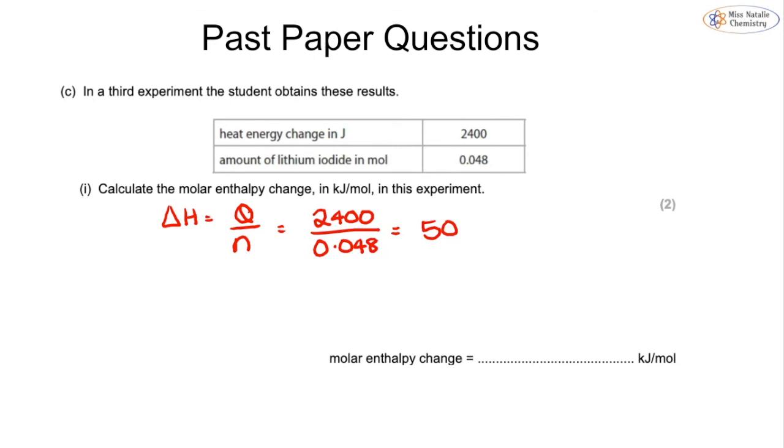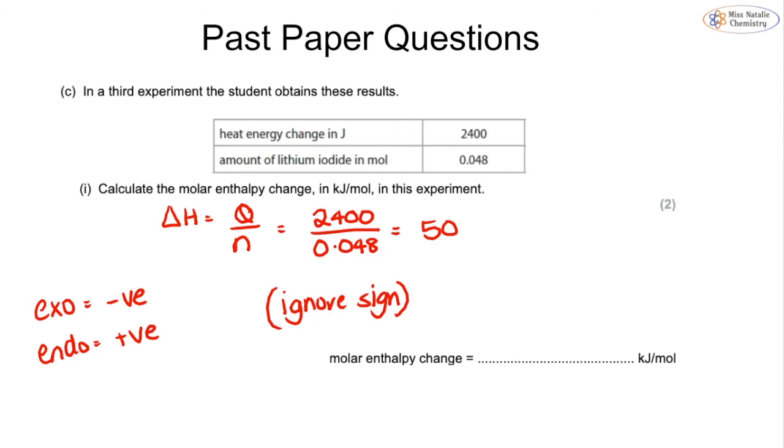And in this case, we're not told if it is exothermic or endothermic, so we can simply ignore the sign. But remember, if it was exo, you would have a negative sign, and if it was endo, you would have a positive sign. It is best practice to always put those in. If this was a 3-mark question, you would be getting 1 mark for the sign. Typically, if it's a 2-marker, they're not going to be asking for that, but it's good practice to always put in a sign where you can. So in this case, our answer is 50 kilojoules per mole.